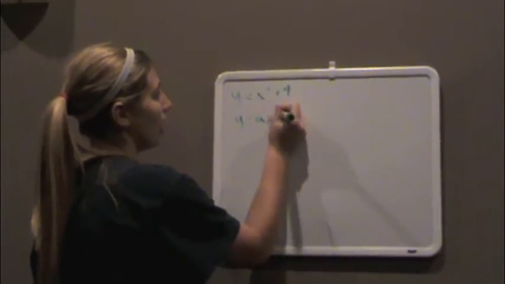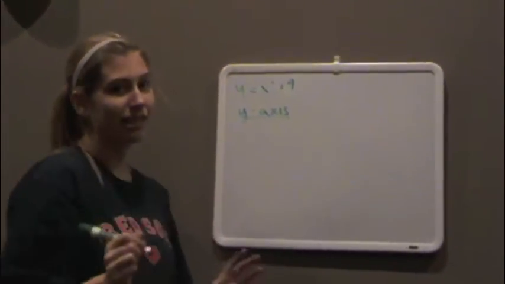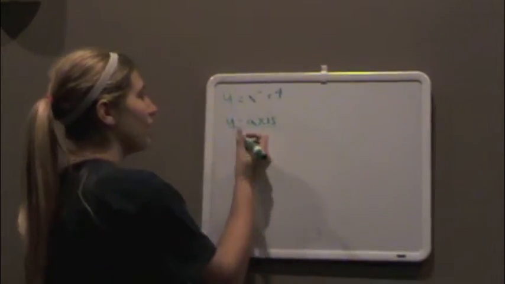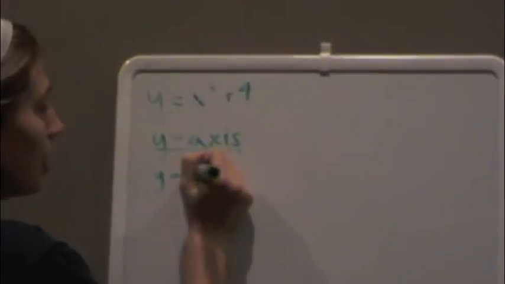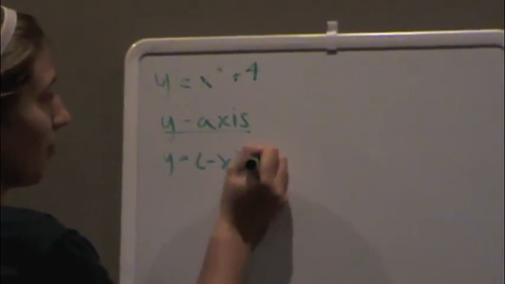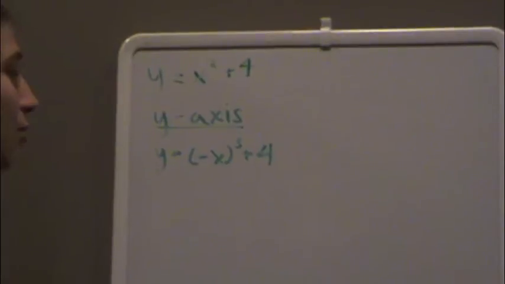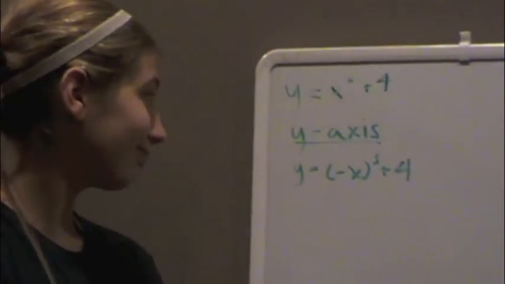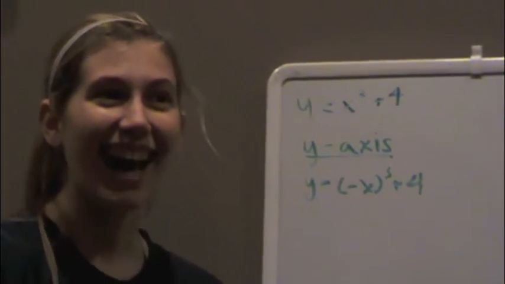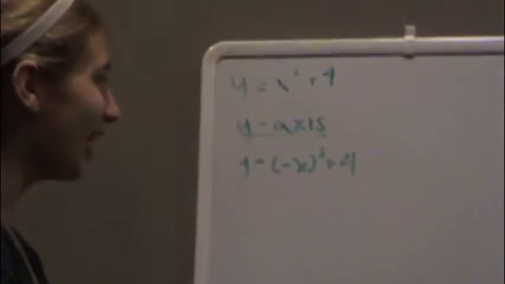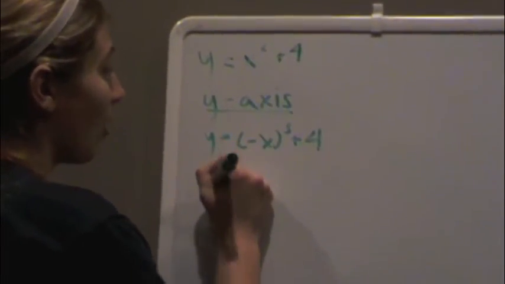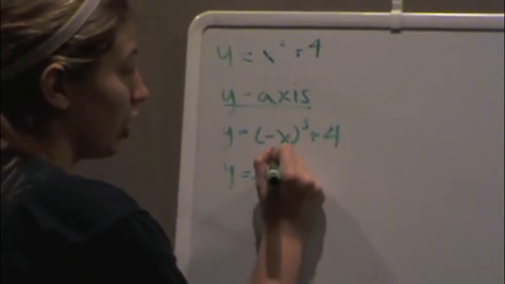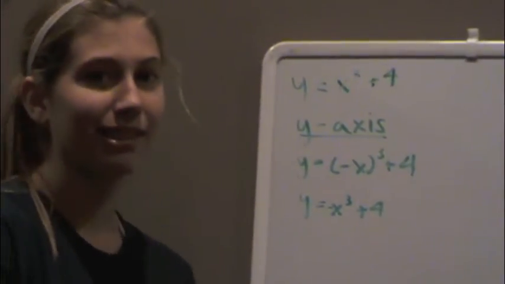For this, you make all x's negative. So, since we have y equals x cubed plus 4, we would make our equation y equals negative x cubed plus 4. And then you want to simplify it and see if it matches your original equation. So when we simplify it, we still get y equals negative x cubed plus 4. So it's not symmetric in relation to the y-axis.